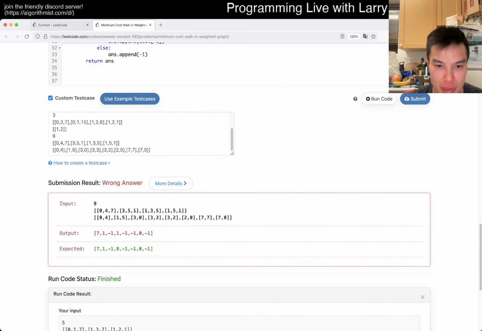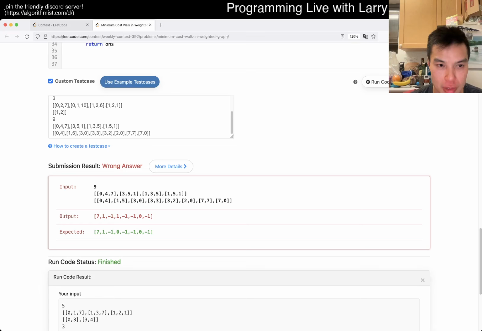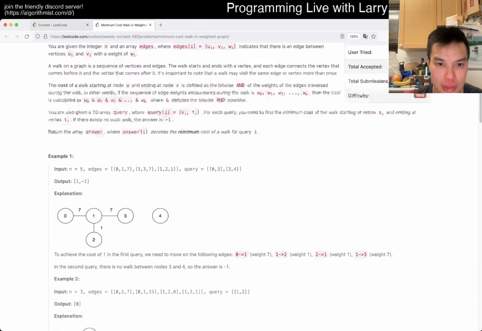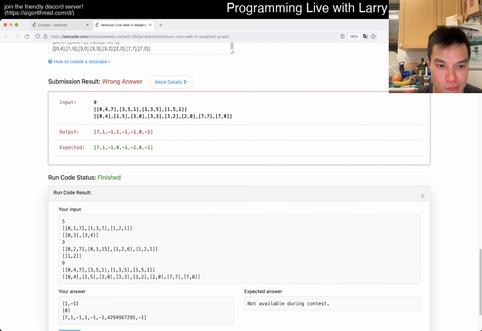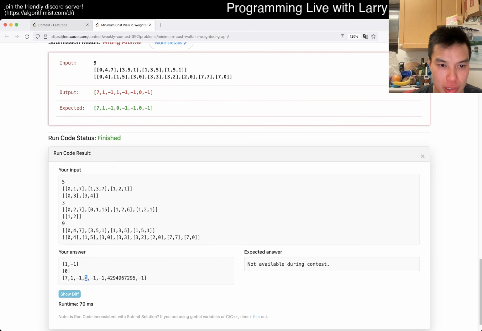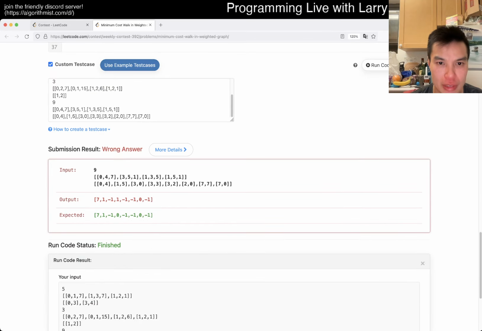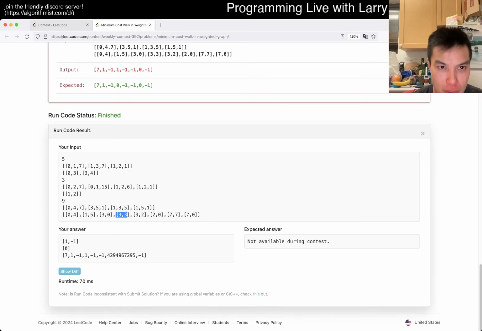But why is this the case? 7, 0 is negative 1, okay, but 7... Did I misread something? Oh no, these are just things that are not there, right? Is this why that is? No, this is still wrong, because 3, 3 should be 1. Why is 7, 7, 0? Why is that not negative 1?